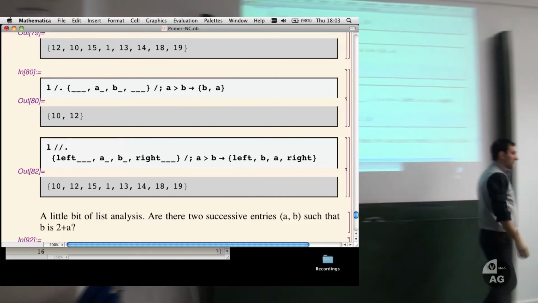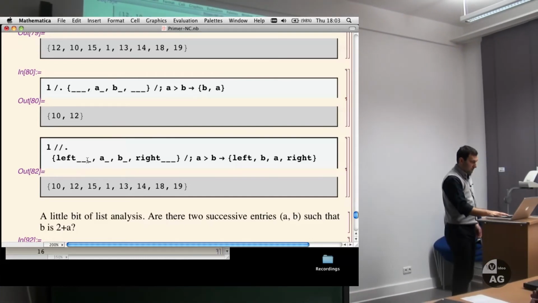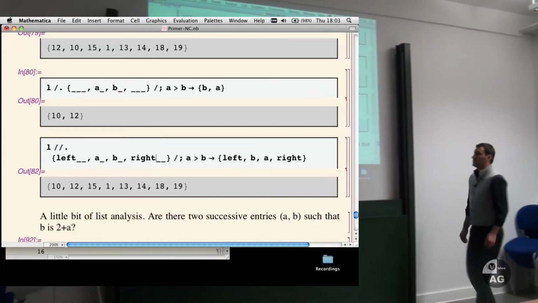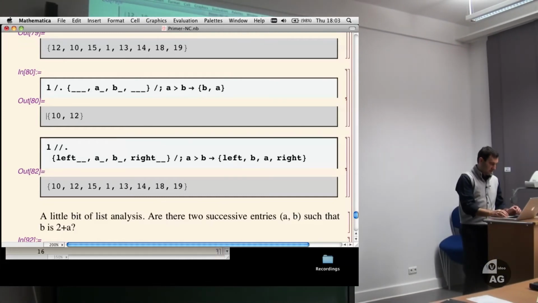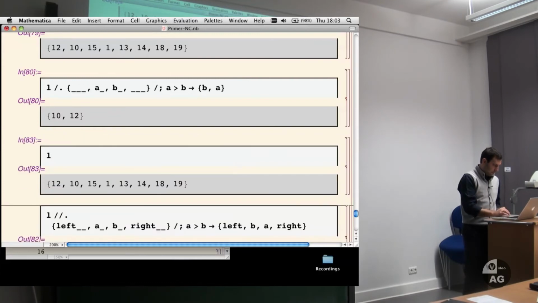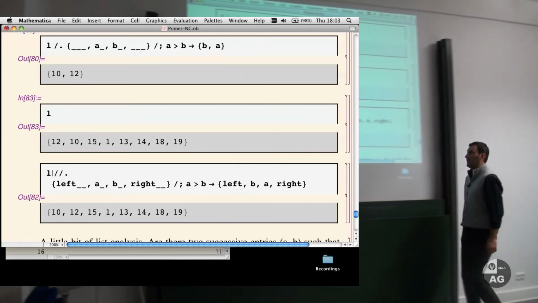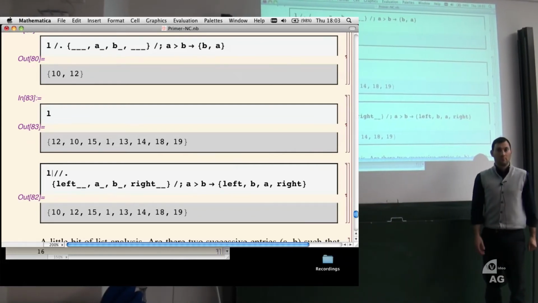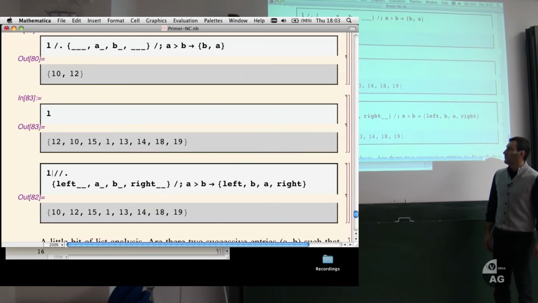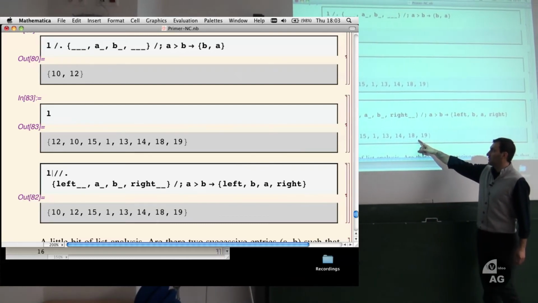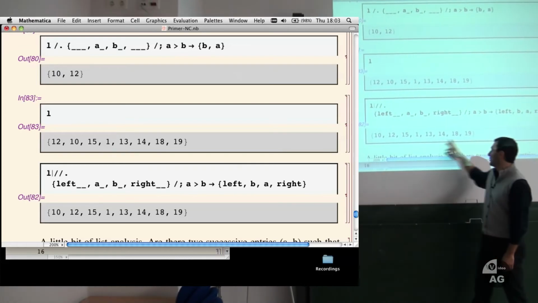Okay, maybe we can do this. So let's see if this creates a problem. So what do you guys think is going to happen now? It will sort all elements but the first and last. But the last is sorted already, so we will have a full sorted list.